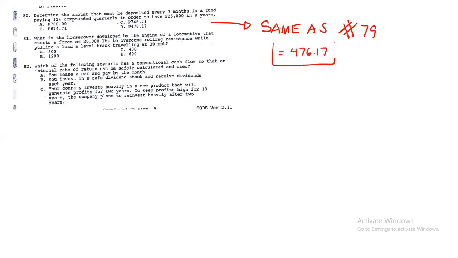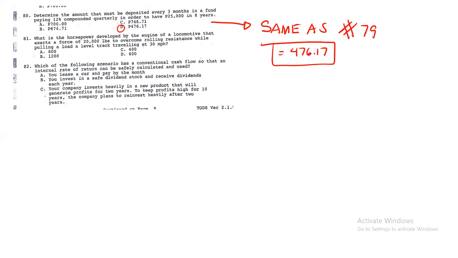So, next, yung 80. Naulit na naman, pang-apat na beses na pala siya naulit. Same as 79. So, the answer is 476.17. Letter D.